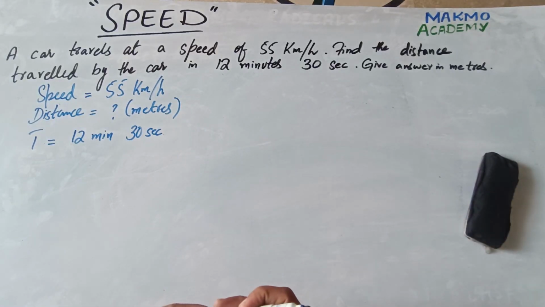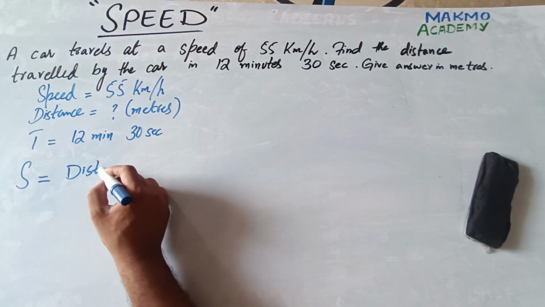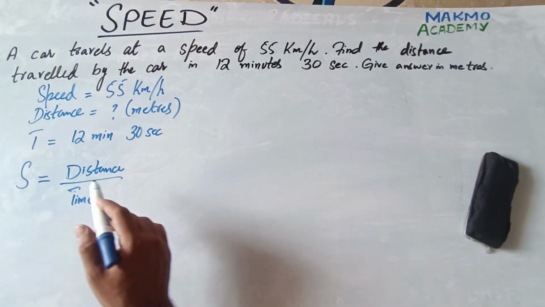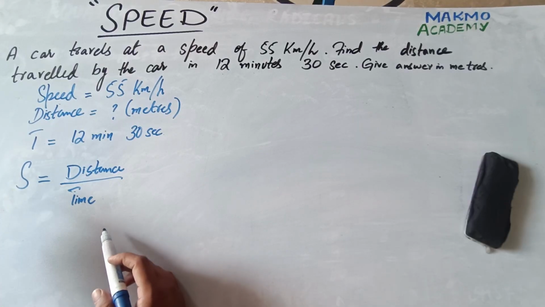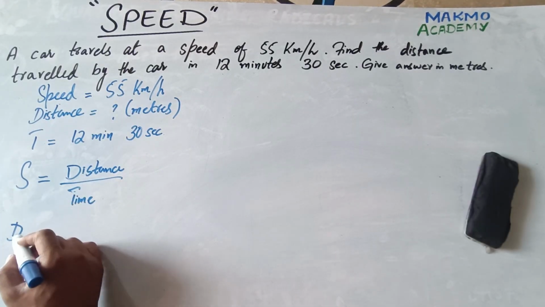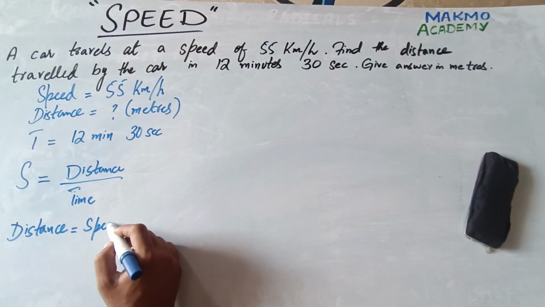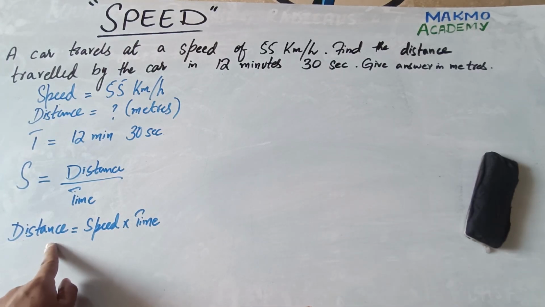So how to find out distance in meters? First of all we need to find out distance, and we will start with the same formula: speed is equal to distance divided by time. As you know that distance is unknown, so we will make distance the subject of the equation. Time is dividing over here, it will go over there and will multiply. So distance will remain over here. So distance is equal to speed multiplied by time.